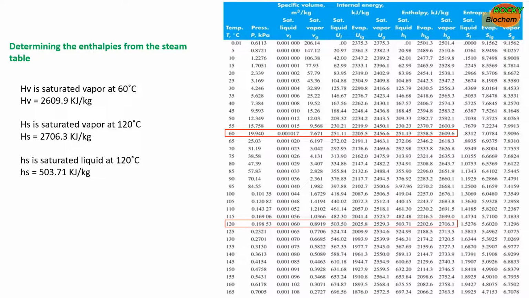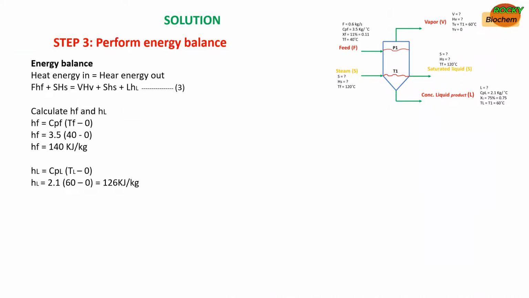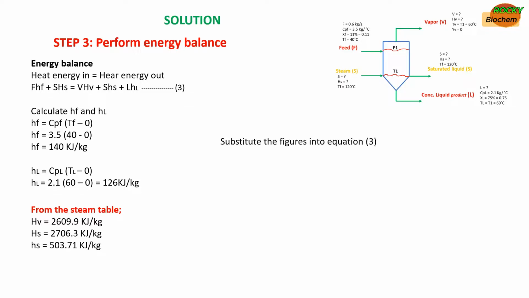So now that we have the enthalpy values, we can then come back to the calculation and then fix in the values. So when we continue from here, let's substitute these values into the equation number 3 above here. So we have 0.6, that is the flow rate of feed F given in the question, and this multiplied by the enthalpy HF, which was calculated to be 140 kilojoule per kilogram, and this plus S, that is the flow rate of the incoming steam multiplied by the enthalpy HS, that is 2706.3, and this should be equal to 0.512.